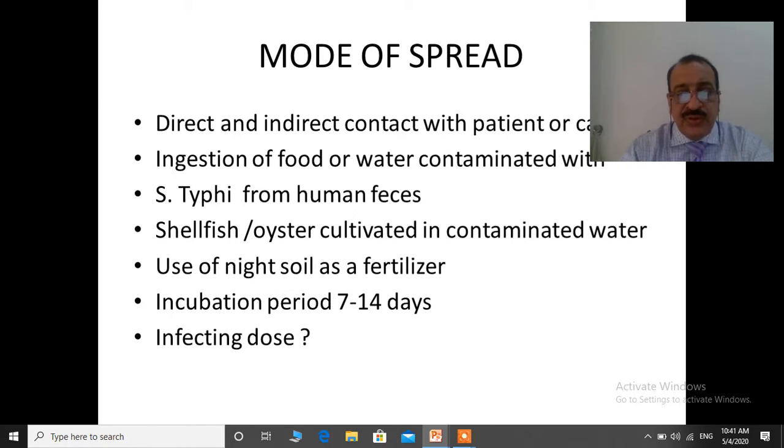The incubation period of this disease is 7 to 14 days. And as far as the infecting dose is concerned, the infecting dose which has been mentioned in the textbooks is in the range of 10 raised to the power 5 to 10 raised to the power 9. So when this amount of organism is ingested, it can cause disease in the vulnerable hosts.